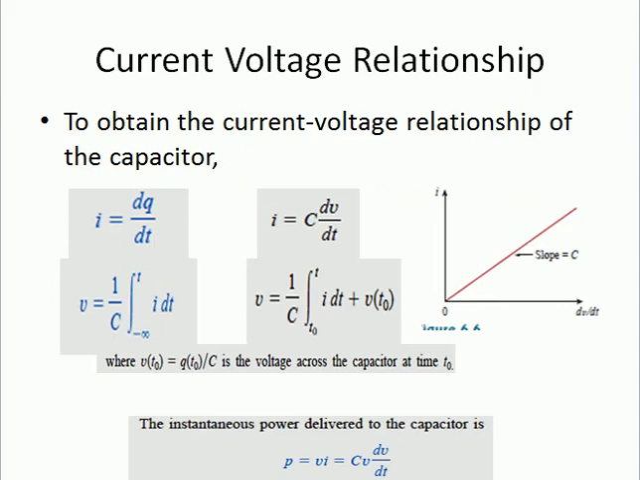Now we will see the current-voltage relationship of a capacitor. From the equation that we have, Q is equal to CV. When we differentiate it, we get dq over dt is equal to C dV over dt. That is what I am saying about this equation.